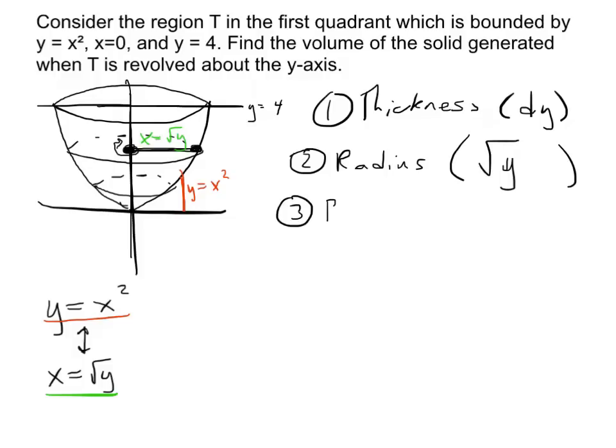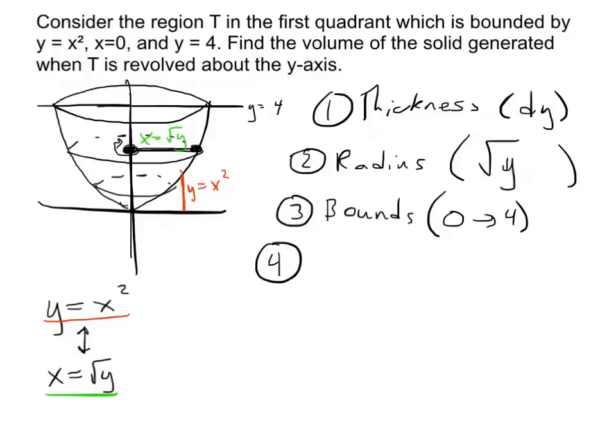Third step, what are the bounds? Now, if we were looking at the x-axis, this goes from 0 over to 2. But because this is dy, because it's in terms of y, I'm looking at the y-axis, and the y-axis goes from 0 to 4. So my bounds are from 0 to 4.